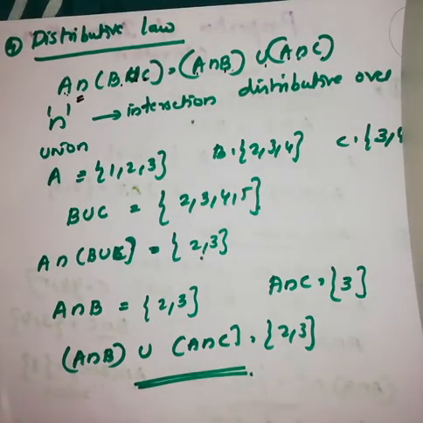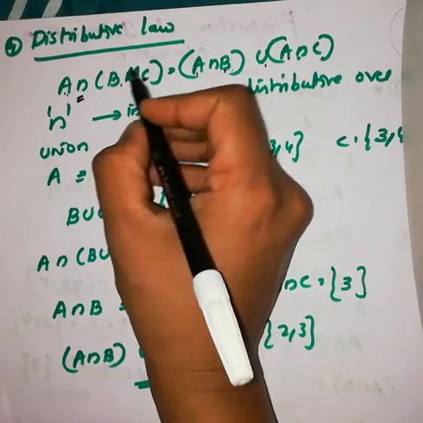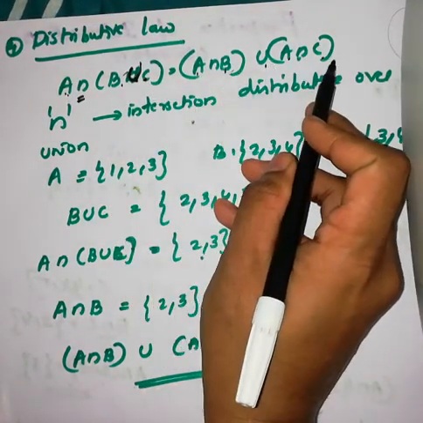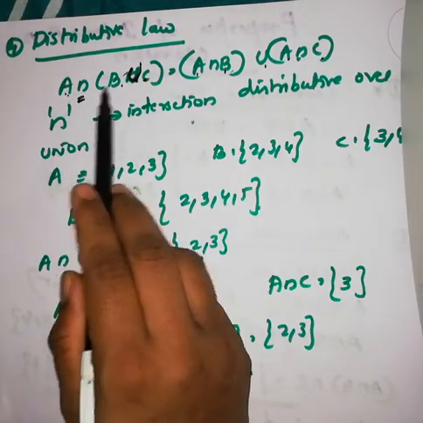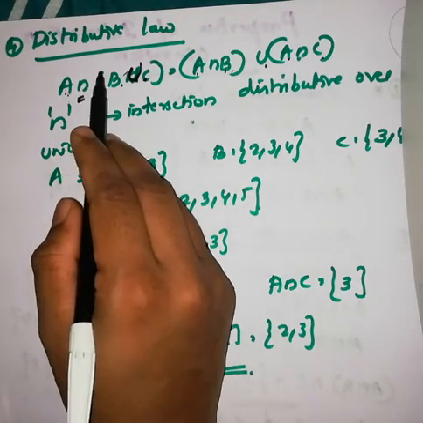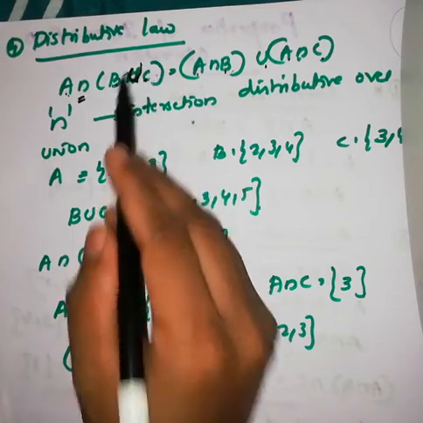So the last property we are going to discuss is distributive law. What is distributive law? A intersection (B union C) is equal to (A intersection B) union (A intersection C). That means here we can see that the intersection operation is distributed over union operation.